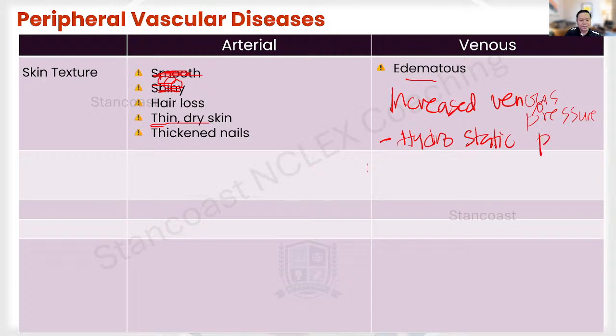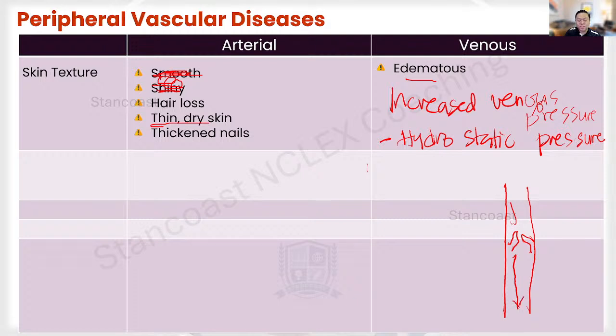Hydrostatic pressure. And again, the reason for that is because of the vein, especially like this. So the valves that are supposed to close when the blood is trying to return back to the heart will not close when they're supposed to do that. So it will allow the blood to go back down into the lower extremities.